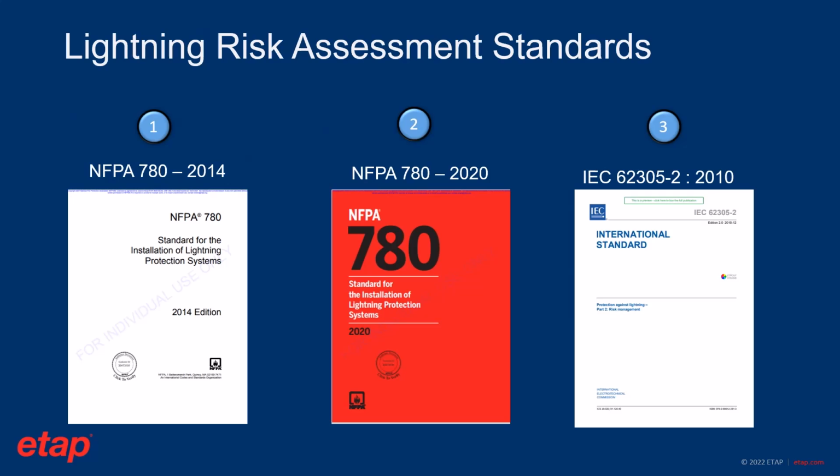The most commonly available standards are the National Fire Protection Association's NFPA 780, which is the standard for the installation of lightning protection systems, and the international standard IEC 62305-2, the 2010 version. These two standards talk about the requirements and the process of getting to a lightning risk assessment, and the IEC standard also mentions how to determine the surge protection system to be installed based on the assessment performed initially.